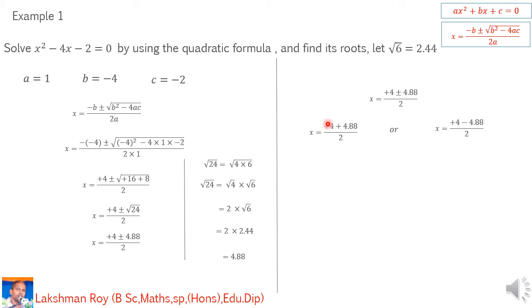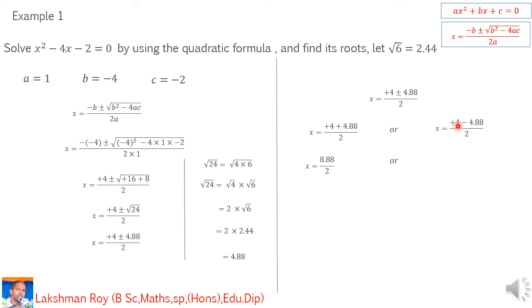Now you should simplify the numerator because there are two values, so you can't divide by 2 yet. So simplify these two. What are the signs, students? Positive 4, positive 4.88, right? Positive means you have to add, so 4 plus 4.88, you add, that is 8.88, okay.